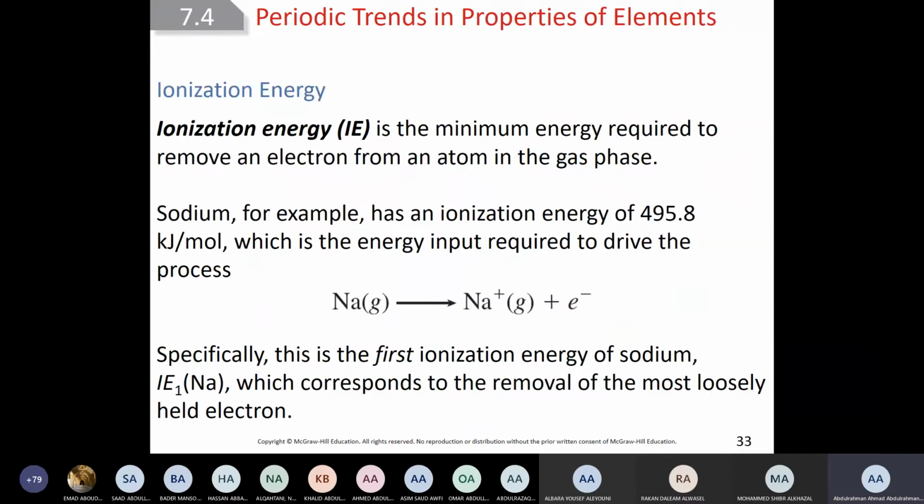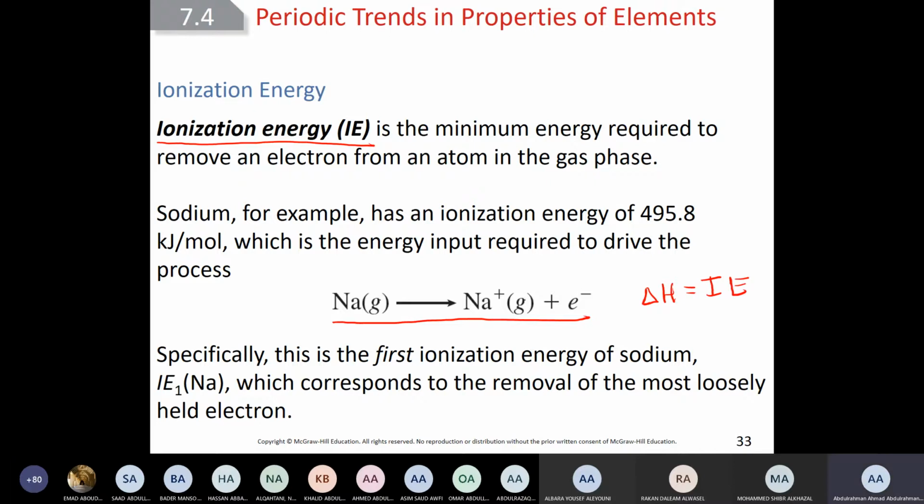Okay. Now, next, I want you to write the word ionization energy. Ionization energy. Ionization energy is this reaction. Delta H for this reaction is called ionization energy.